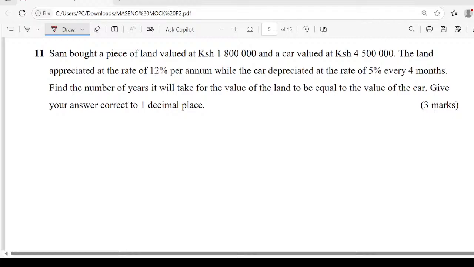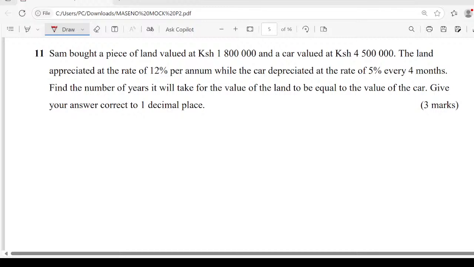Okay. And a car valued at 4,500,000. The land appreciated at the rate of 12% per annum, while the car depreciated at the rate of 5% every 4 months. Find the number of years it will take for the value of the land to be equal to the value of the car. Give your answer to 1 dp.